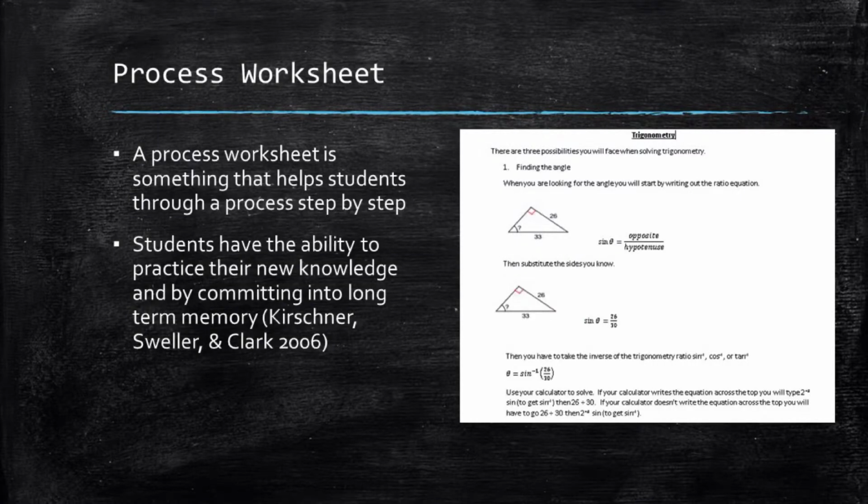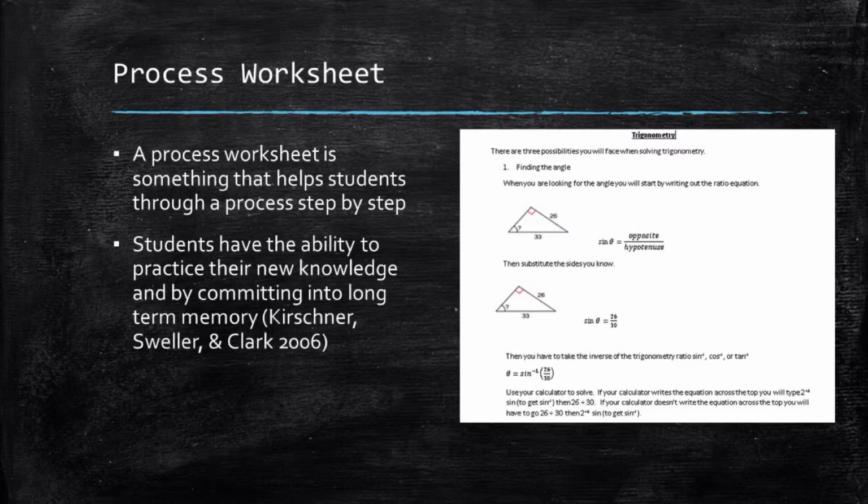So a process worksheet is very similar to a worked example, but it writes out in a little more detail exactly what the steps are. The picture here is an example of a process worksheet that I've given to my students, and it guides them through the use of trigonometry and how to figure out the answer to a question. My students were then able to use this worksheet to do the rest of their assignment.